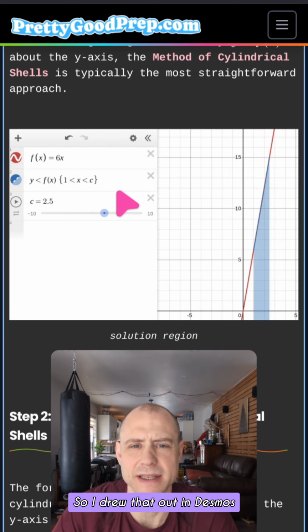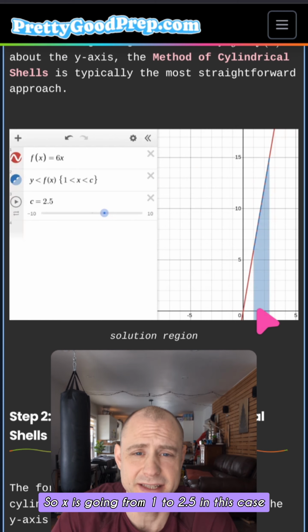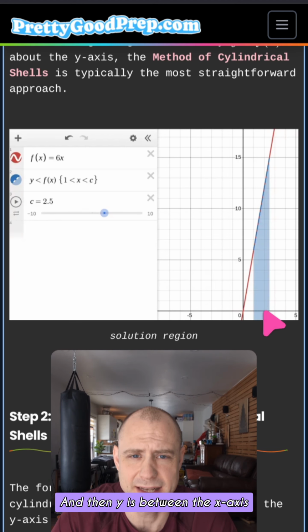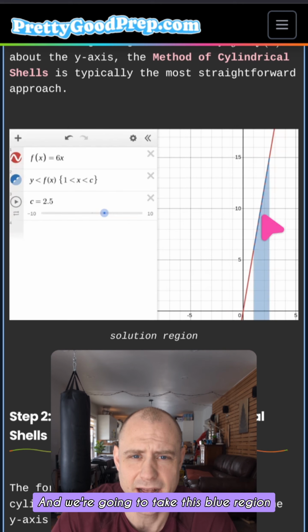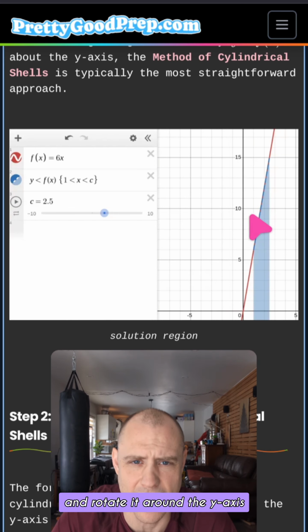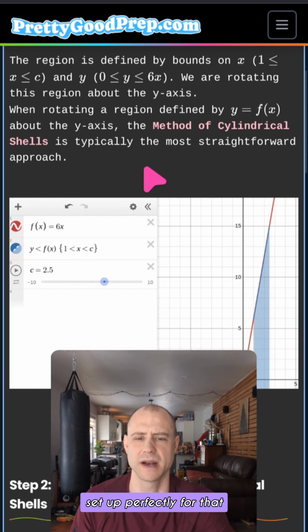So I drew that out in Desmos and you can see the region here. So x is going from 1 to 2.5 in this case. So that's 1, that's 2.5. And then y is between the x-axis and this line 6x. We're going to take this blue region, except not this below part here, just the stuff above the x-axis, and rotate it around the y-axis. That's why we're going to use cylindrical shells for this one, set up perfectly for that.